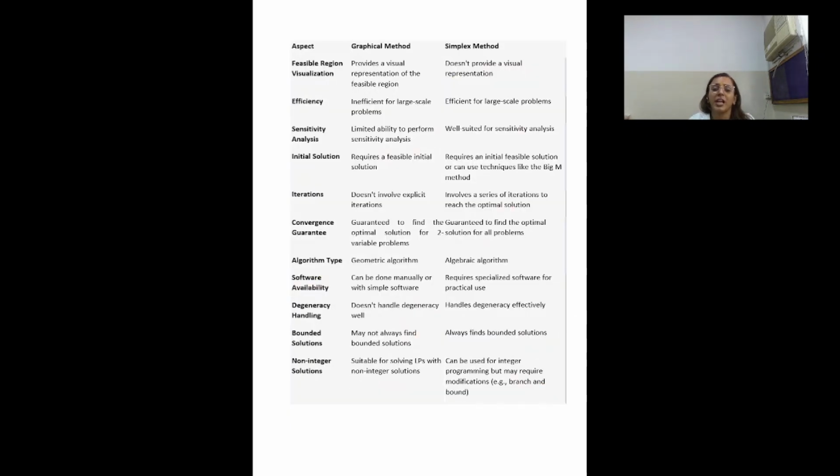Now talking about the next point, feasible region. Yes, there is no concept of feasible region in the simplex method. It does not provide any visual approach, but the graphic method shows with the help of a diagram, with the help of the graph, you are able to find out which is your feasible region area. So this is a difference you can say.